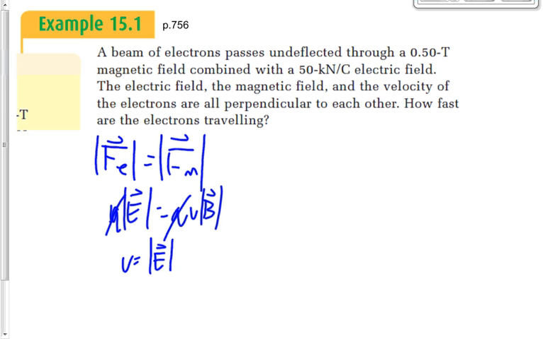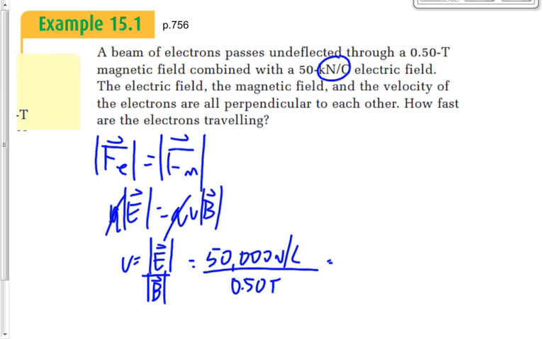Now, this equation always ends up being the same, but my suggestion would be to derive it each time because it doesn't appear on your data sheet. So be familiar with how to get it, just because you don't want to forget it when it comes time to do it on your test. E is 50,000 newtons per coulomb. We converted the kilonewtons per coulomb to newtons per coulomb. Should have circled that. Our magnetic field is 0.50 Tesla. Do the math there, it works out to be 1.0 times 10 to the 5 meters per second.